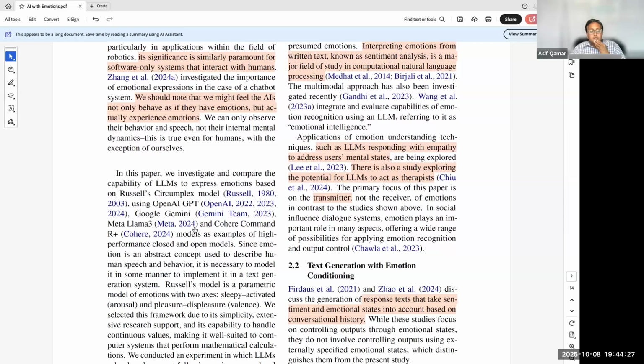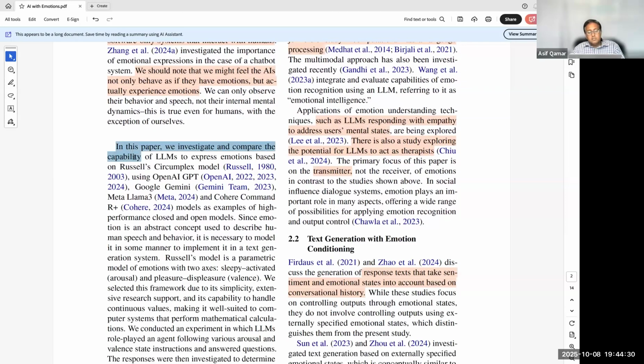Okay. Well, here is a key thing. In this paper, we investigate and compare the capability of LLMs to express emotions based on. Yeah, that is a key. I think I have communicated that. So that's a key aspect of the paper.